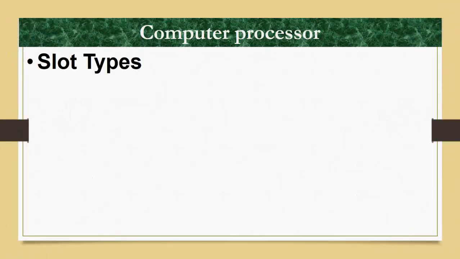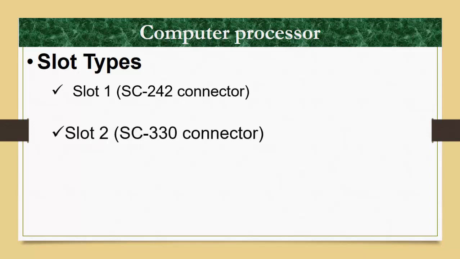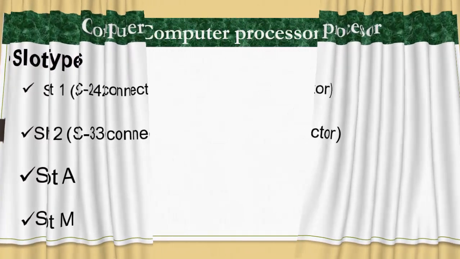Okay, slot types. There are four types of slot mounting used to attach the microprocessors to the computer. The first one, students, is slot 1 or SC242 connector. The next one is slot 2 or SC330 connector. The next one is slot A, and the last one is slot M. These four types of slots are different, and their characteristics are also different.